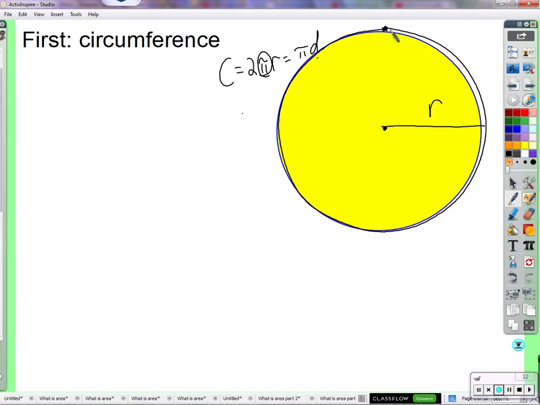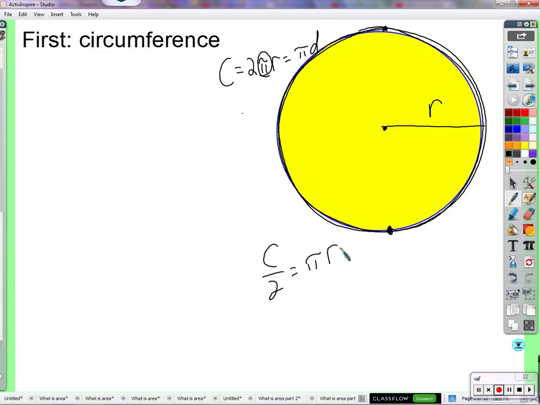If from here to here is 2 pi r, how about from here to here? Pi r. Just half of 2 pi r. Just 1 pi r. Right? So half the circumference is just pi r. Divide both sides by 2, you get pi r.